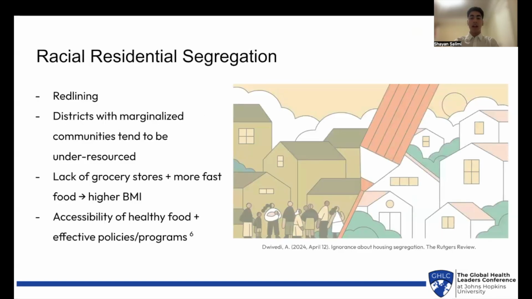Through additional research, I came across the concept of racial residential segregation, something that was very present between the early and mid-20th century, and is defined as the separation of races through housing availability and resources, which includes the refusal of loans from banks to specific races in certain areas, which is also known as redlining. Because of this, districts with marginalized communities tend to be much more under-resourced, and this leads to fewer healthy options, leading to more fast food intake and therefore excess weight gain. Therefore, accessibility to healthy foods and effective policies must go hand in hand in order to fully help reduce obesity in these areas.